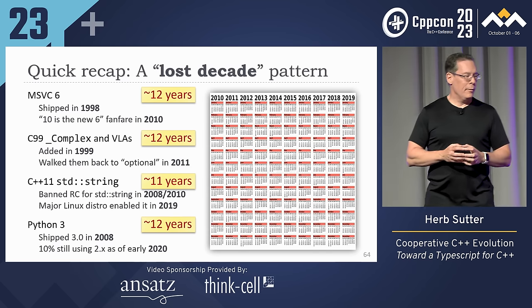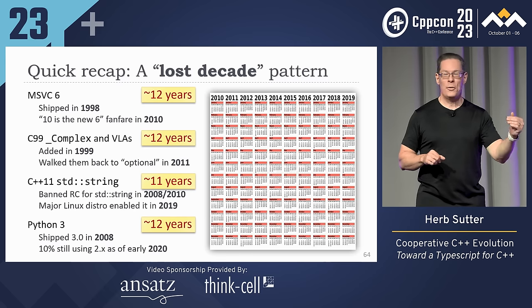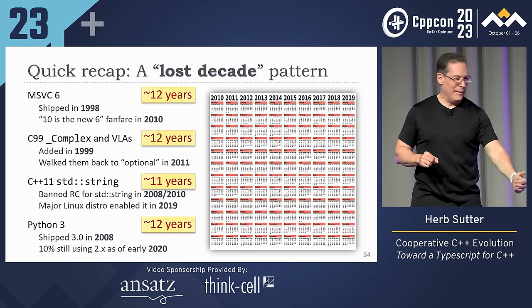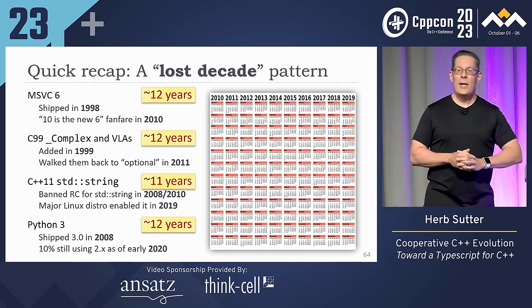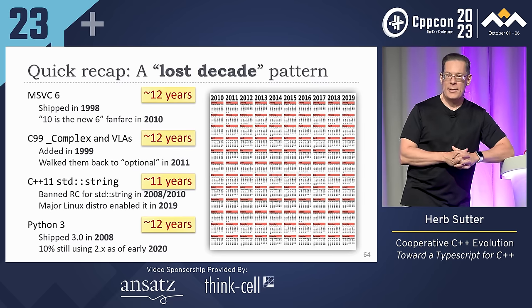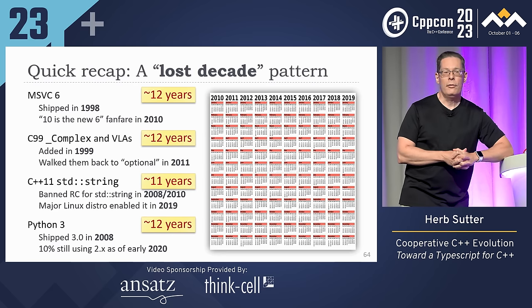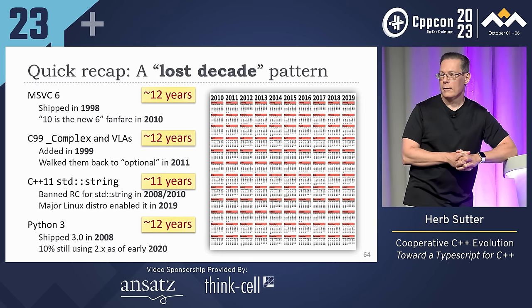When Microsoft, my team, before I joined it, shipped Microsoft Visual C++ 6, it was a hit. Shipped in 1998. It wasn't until 2010 that we finally shipped a version of Visual C++ that displaced version 6 in the marketplace, 12 years later. For 12 years, our biggest competition was our 10-year-old compiler.